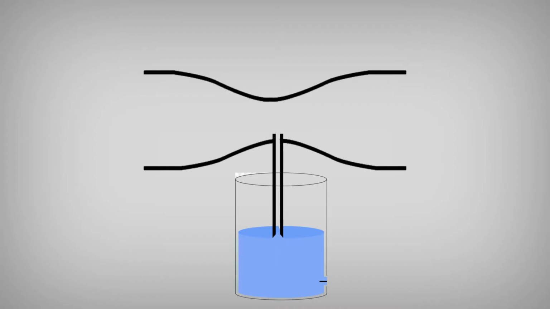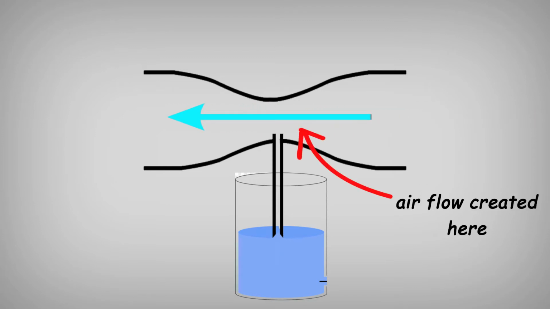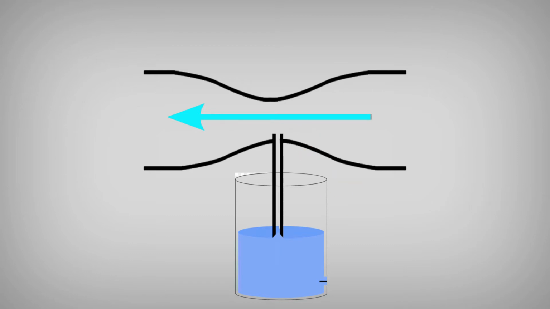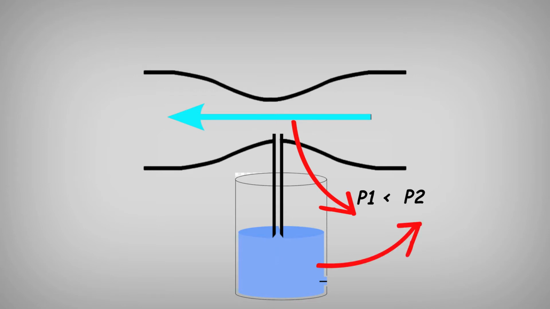The engine inhales air through the intake manifold. This activity creates an airflow inside the intake pipe. As per Bernoulli's law, the pressure inside the intake pipe must be smaller than the outside pressure. This difference is utilized to suck the gasoline into the airflow.